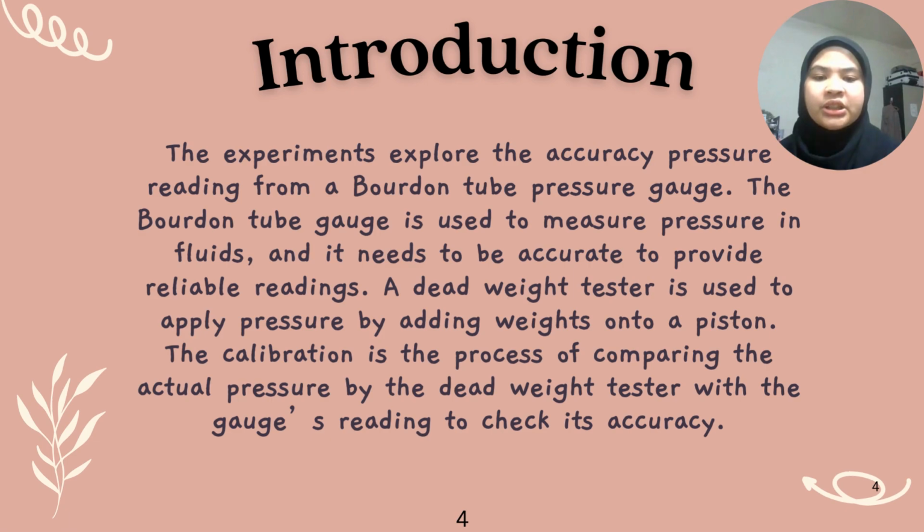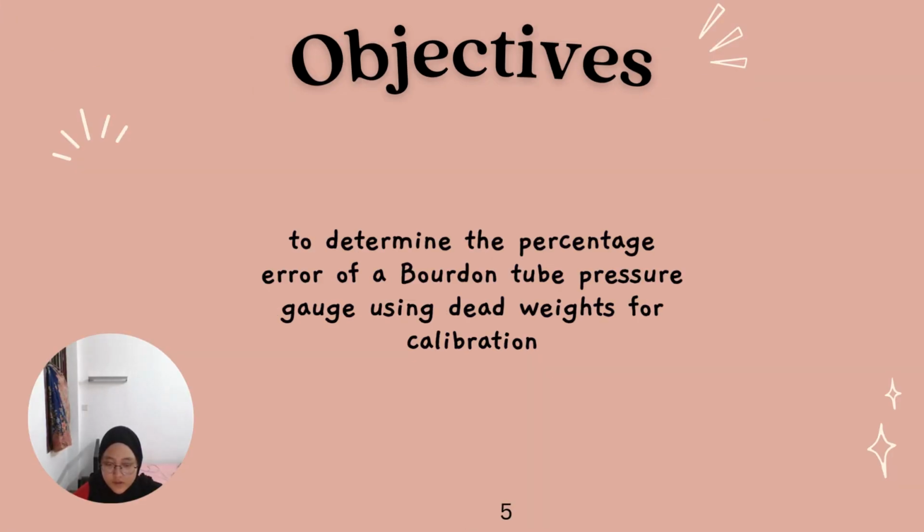The calibration is the process of comparing the actual pressure from the dead weight tester with the gauge reading to check its accuracy. So the objective of this experiment is to determine the percentage error of a Bourdon tube pressure gauge using a dead weight for calibration.